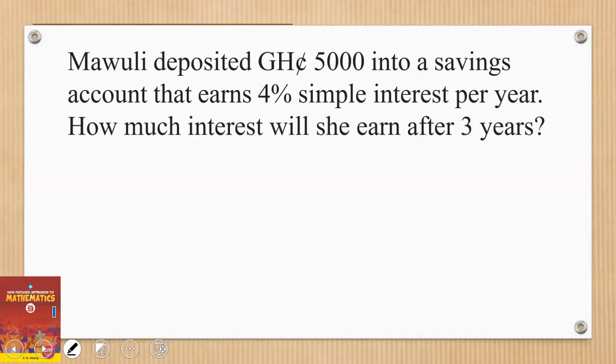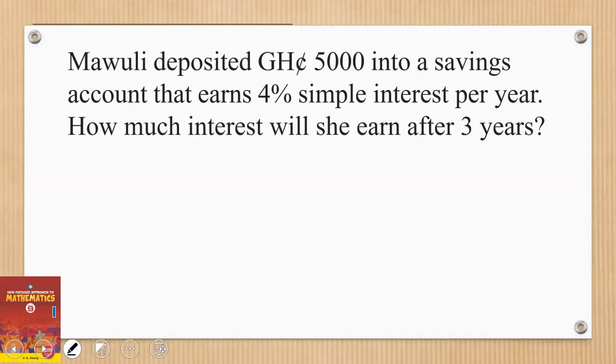Remember, this is a revised version of simple interest, because we did simple interest as a whole topic in Basic 8. Right. So let's take an example and see. Mauli deposited 5,000 into a savings account that earns 4% simple interest per year. How much interest will she earn after 3 years?